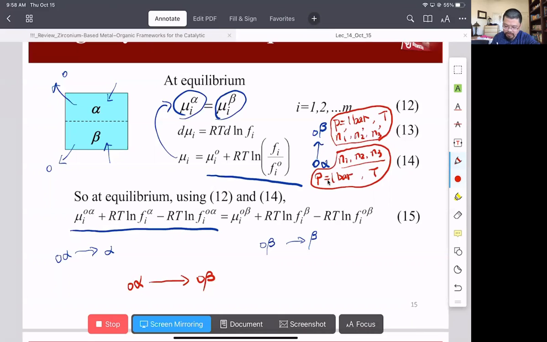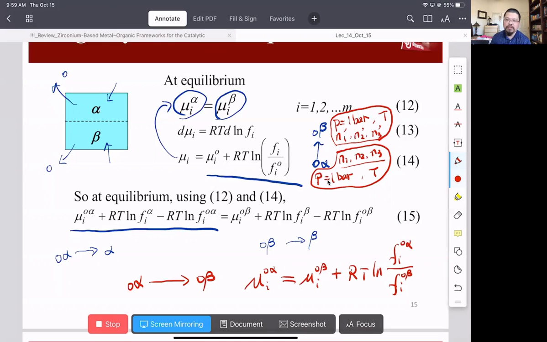And over there, I hope you can see that now we are going to have mu I alpha... no, let's try to use the consistent notation. This is the mu I standard state of the alpha moving from the mu I standard state of beta would be RT log Fi not beta over Fi standard state of alpha.